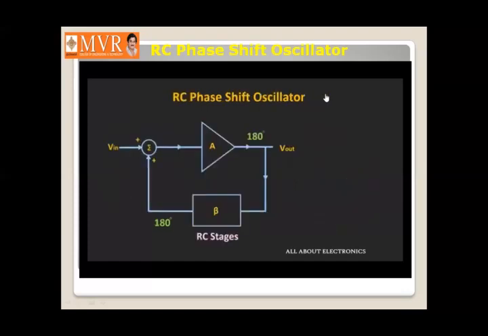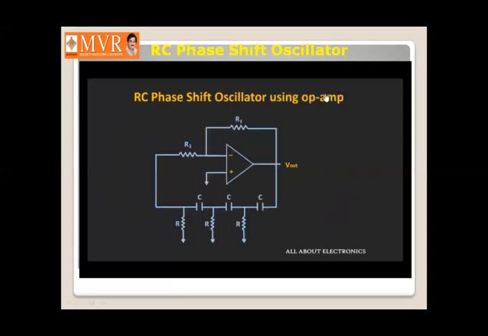So in this RC phase shift oscillator, like I said, the amplifier is used in the inverting configuration. So it provides a 180 degree phase shift. And through this feedback circuit, or through these RC stages, the remaining 180 degree phase shift is introduced. So the overall phase shift introduced by the amplifier and the feedback circuit will be equal to 0. And by setting the gain of this amplifier and the feedback circuit, it is possible to achieve a loop gain of unity.